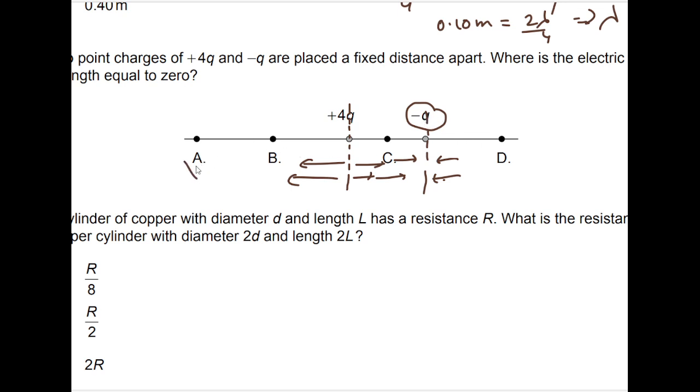So the field strength will be 0 somewhere close to minus q, and that too further away from minus q. So it cannot be A, it cannot be B. From C and D, obviously it will be away, because we have a much stronger charge. So it will be away from minus q, which is D. So D is the correct option.